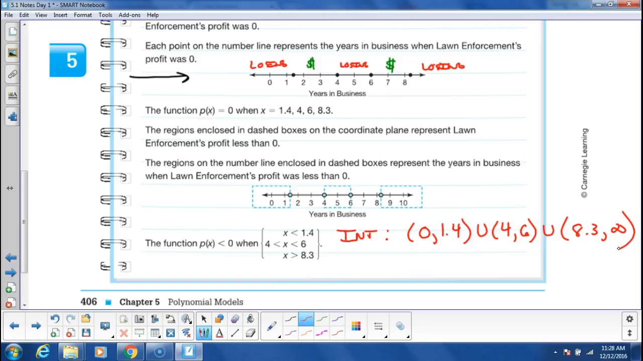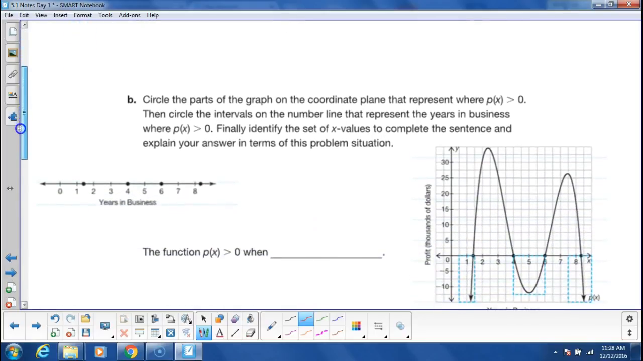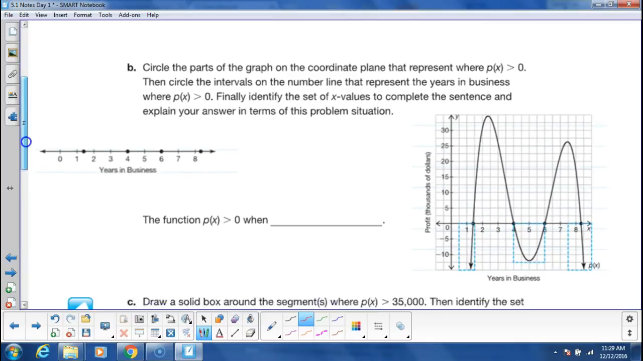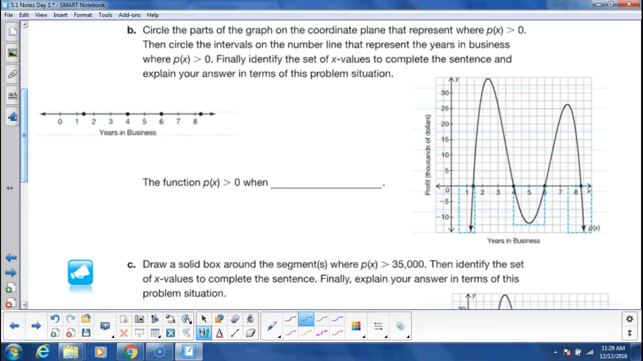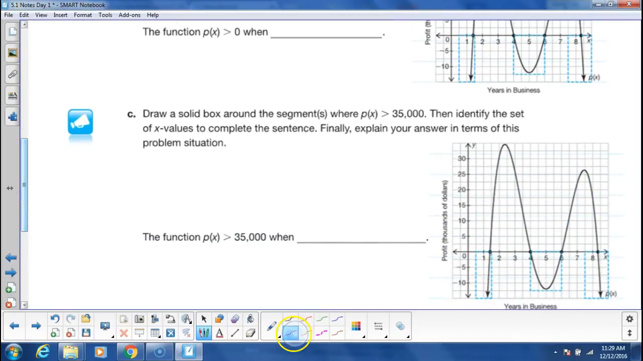What I'd like you to do now is go back to the white sheet that I gave you. Oh wait, I forgot we got to analyze it, but that's okay. We pretty much analyzed it already. Why were the points changed to open circles? Because we're talking profit, and at 0 you're not making a profit, but you're not losing a profit. Circle the parts of the graph where it's less than 0. Okay, we did that. Those are those blue boxes. Draw a solid box around the segment where it's greater than 35,000. That would be up here.